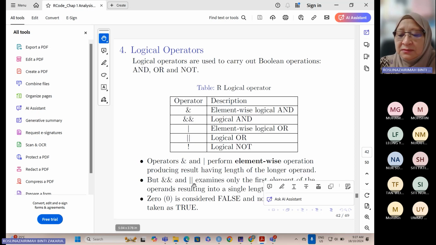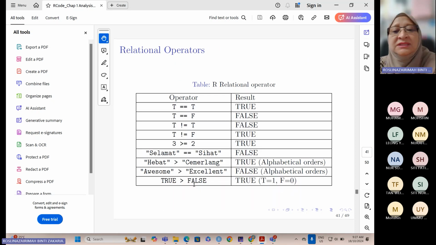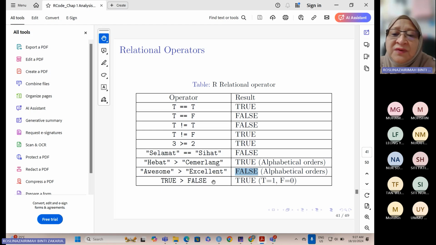But if you look at the other one, awesome greater than excellent, the statement will be false because A is on the left of E. By right, excellent is greater than awesome, then the statement becomes true. So it only looks at the first letter in the word. True greater than false, of course, because TRUE takes the value of 1 and FALSE takes the value of 0, so this statement is true.